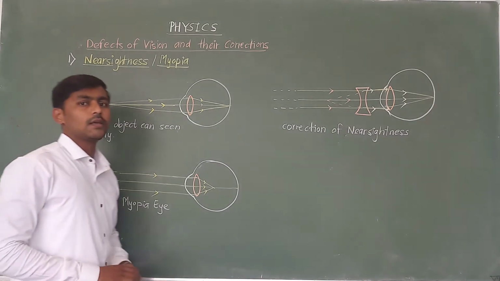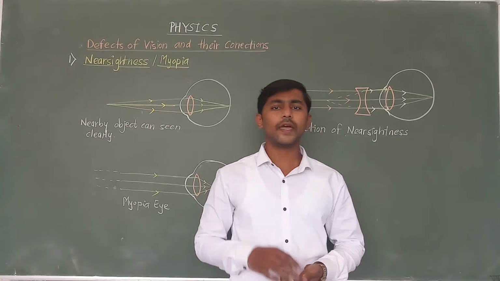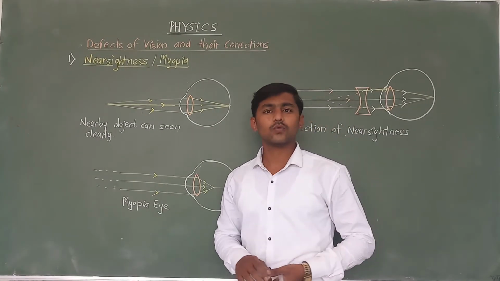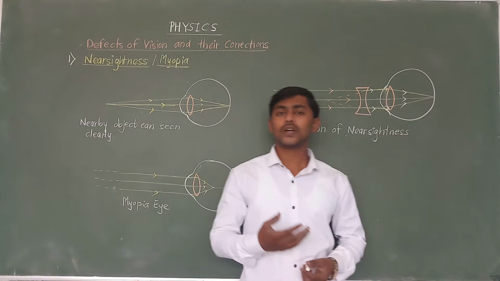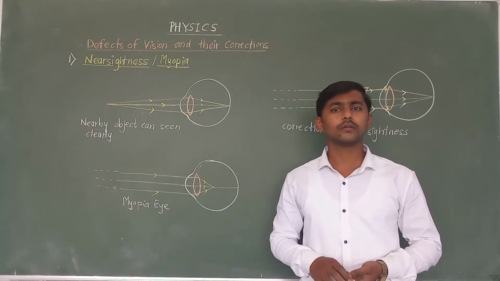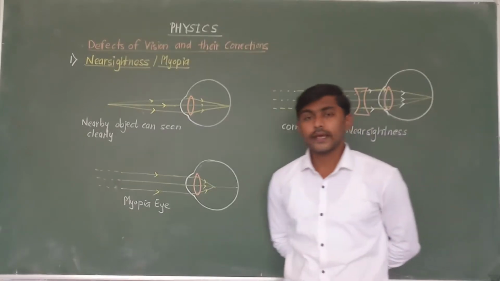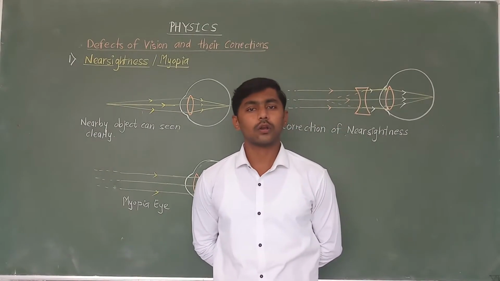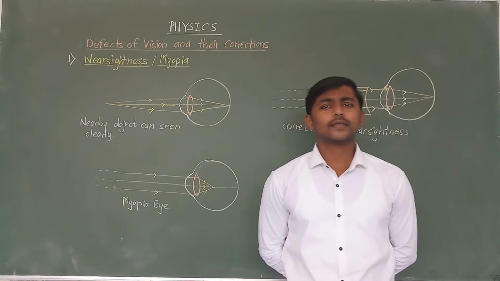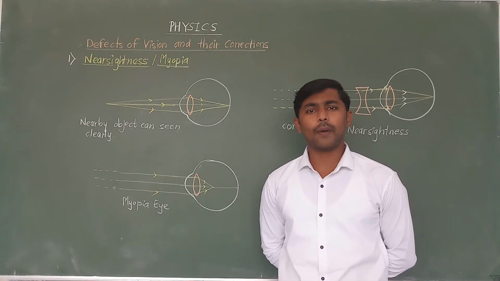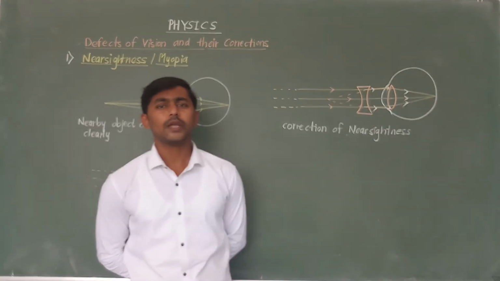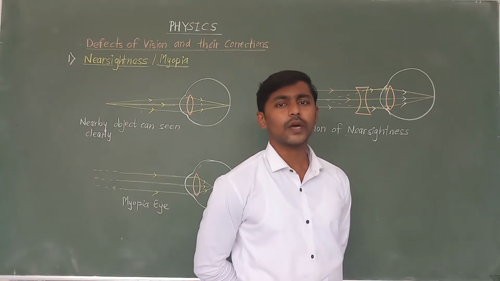Today we are going to see what are the different defects in our vision. In previous lectures we have studied what are different types of lenses, how an image was formed for a convex lens as well as for concave lens. Then we have studied what is a magnification, what is a power of lens, and what will happen to the focal length when two or more lenses were combined.